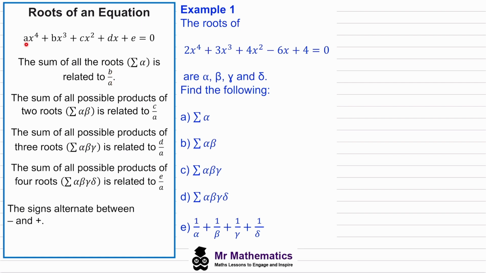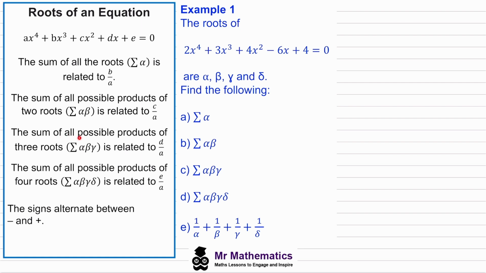And this is related to b over a. We have to divide the left-hand side by a to make the coefficient of x to the 4 equal to 1. And when you divide everything by a, we get b over a, and this is the sum of the individual roots. The sum of all possible products of two roots we call the sum of alpha beta, and this is what you get when we have c divided by a.